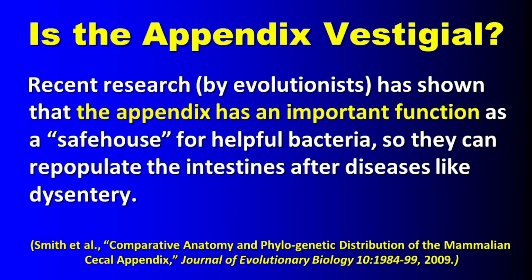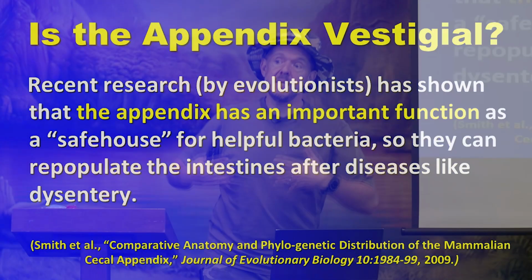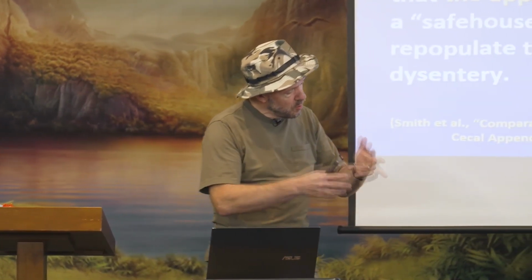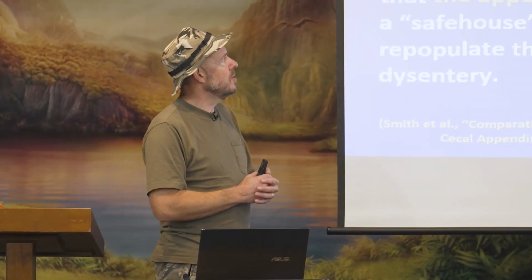Sometimes we just don't know what something does. Hey, I had my appendix out and I'm surviving fine. Well, recent research by evolutionists has shown that the appendix has an important function as a safe house for helpful bacteria. So if you have something that shoots right through your whole intestines and basically wipes you out, all your good bacteria is gone, you're going to have a problem because we need that helpful bacteria to digest our food and get our nutrients. Well, it's there in the appendix and it can repopulate and come back out into your intestines.